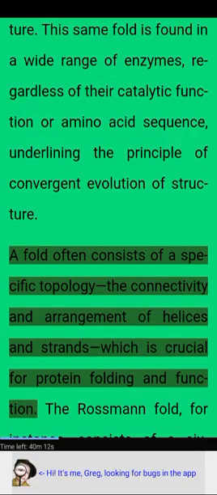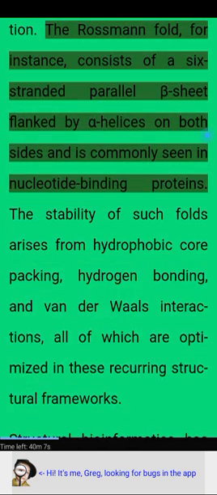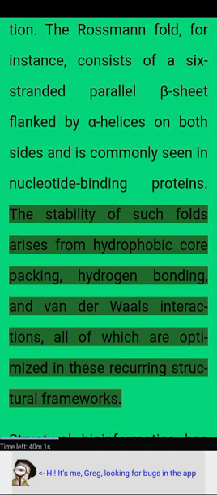A fold often consists of a specific topology, the connectivity and arrangement of helices and strands, which is crucial for protein folding and function. The Rossmann fold, for instance, consists of a six-stranded parallel beta sheet flanked by alpha helices on both sides and is commonly seen in nucleotide binding proteins. The stability of such folds arises from hydrophobic core packing, hydrogen bonding, and van der Waals interactions, all of which are optimized in these recurrent structural frameworks.